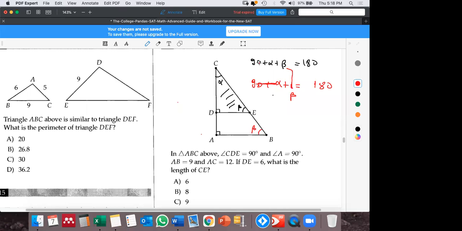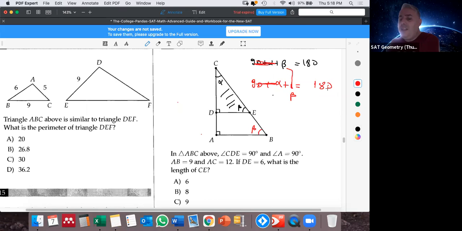If 90 plus alpha plus beta is 180, or I can even say like this, they are parallel. Why are they parallel? Since it is 90 degrees. This is 90, this is 90. How could it be if they are not parallel? Otherwise, it's not possible.